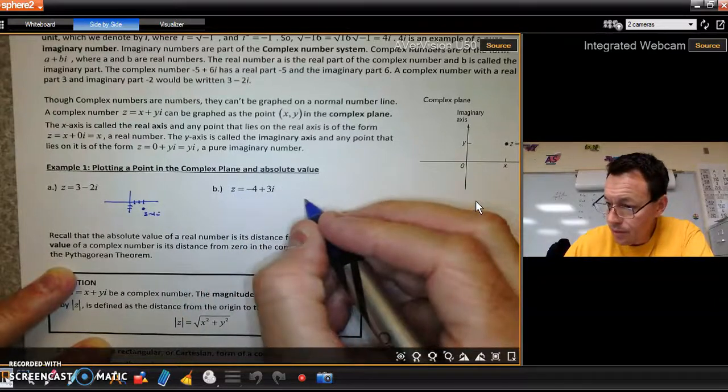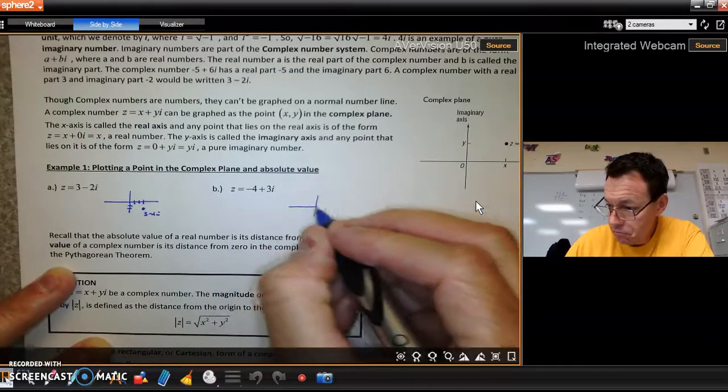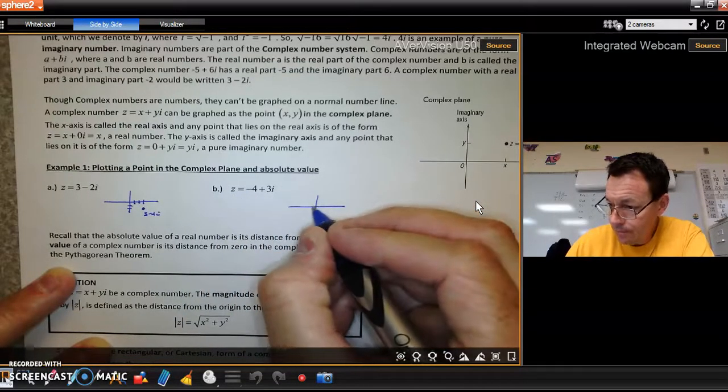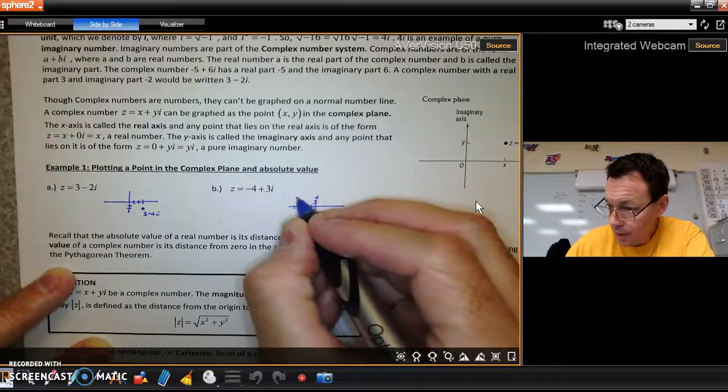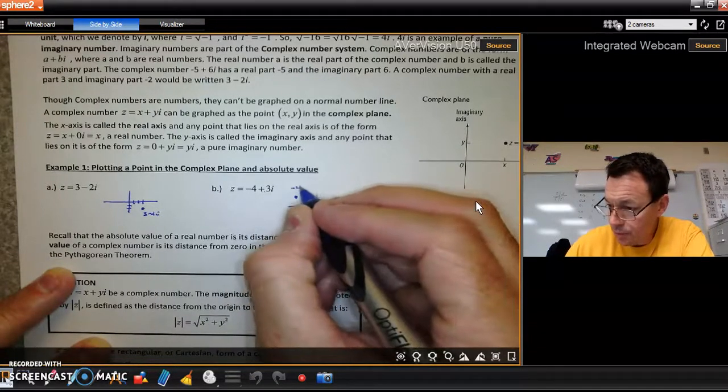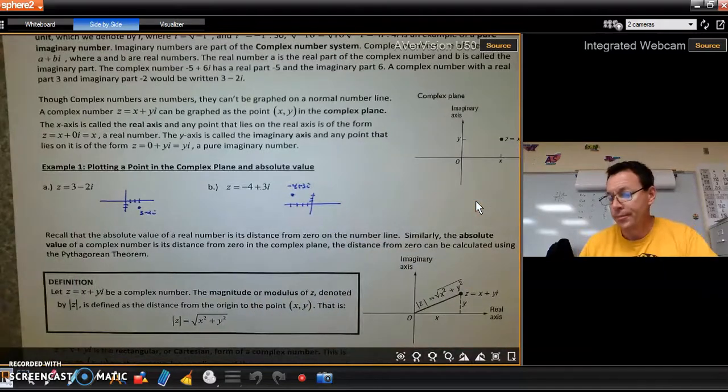Now this one, -4 plus 3i. Go -4: 1, 2, 3, 4. Go up 3: 1, 2, 3. And that's where you would put the number -4 plus 3i.